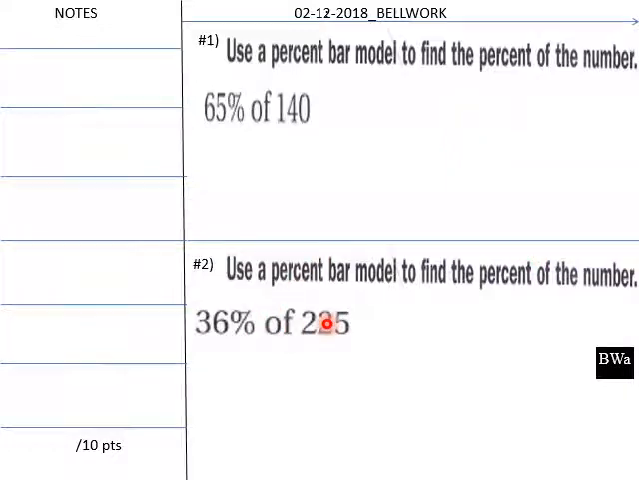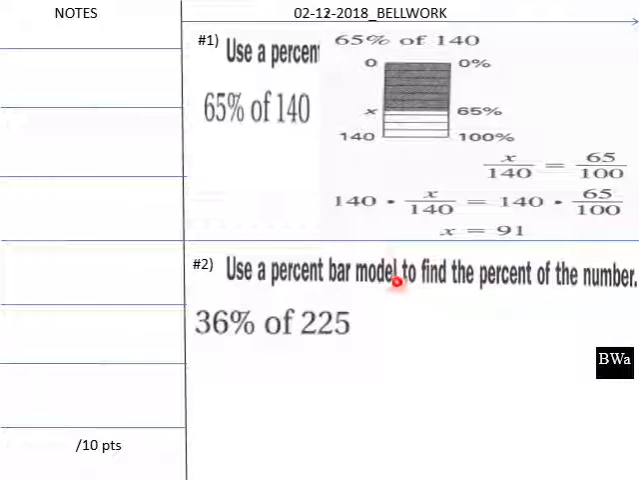And then down here, 36% of 225. Here's our bar model here. Remember, you should have done this in 6th grade, actually. So again, we set up our proportion here. X over 225 will equal 36 over 100. We multiply through by 225, and we end up with x equals 81, which is 36% of 225.